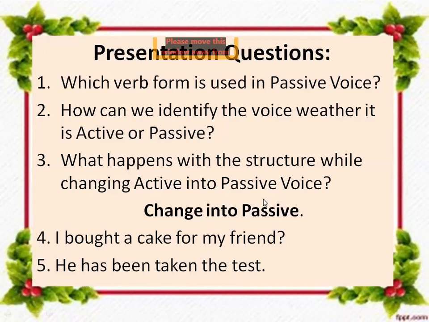I bought a cake. Okay, we are talking about number 4. I bought a cake for my friend. Yes, this is called an active sentence and you have to change it into passive voice. I put a question mark so that you should give the answer. This is not the question. Okay, you have to change it into passive voice. I bought a cake for my friend.